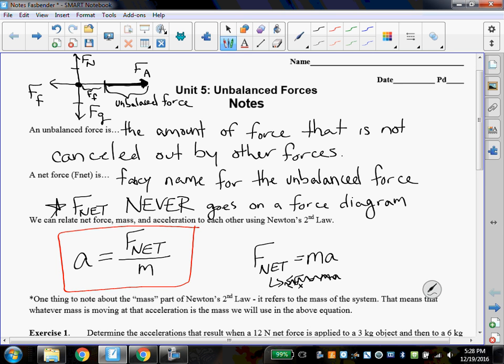Okay? And just remember, F net equals m a. It's not really anything different. It's just another way to write acceleration equals F net over m.